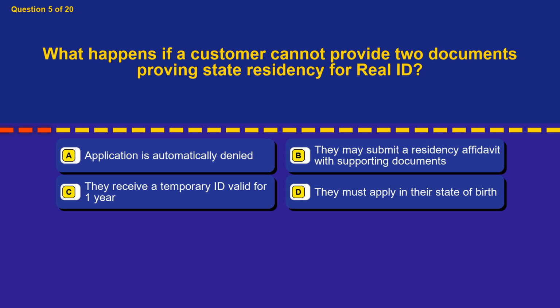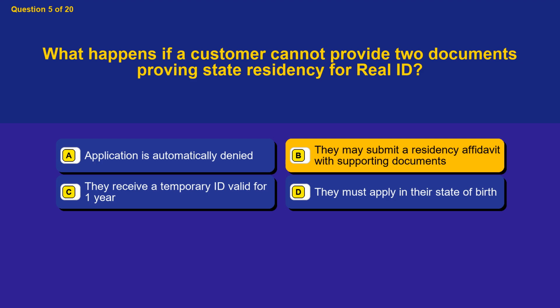Question 5. What happens if a customer cannot provide two documents proving state residency for Real ID? Option A, application is automatically denied. Option B, they may submit a residency affidavit with supporting documents. Option C, they receive a temporary ID valid for 1 year. Option D, they must apply in their state of birth.